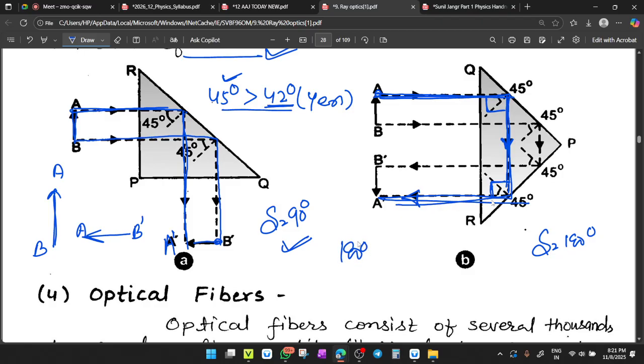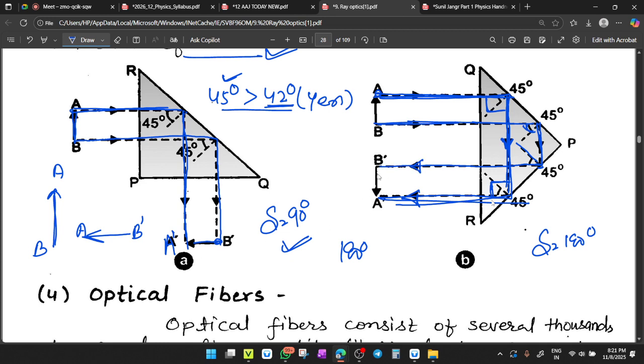So do you feel here how much angle of deviation has taken place? 180 degrees. Okay. Again, the light ray coming from B is incident at an angle of 45 degrees, which is greater than 42 degrees. Now this ray is totally reflected here, and again here the angle of incidence equals 45 degrees, which is greater than 42 degrees, and the light ray is totally internally reflected here. Clear or not?